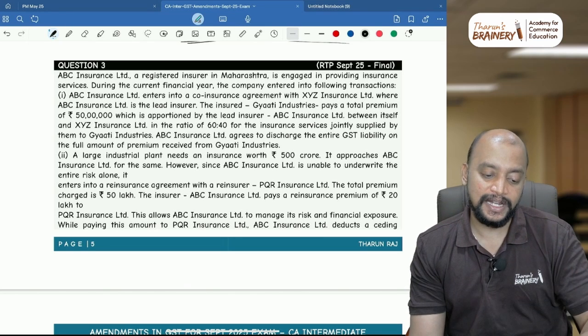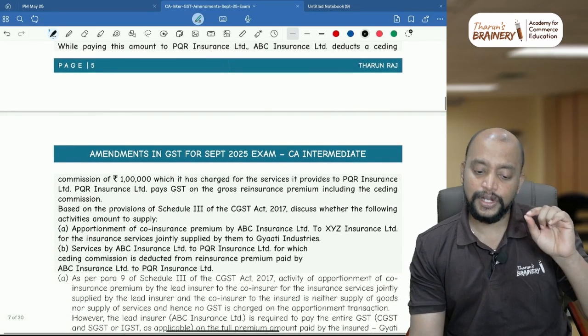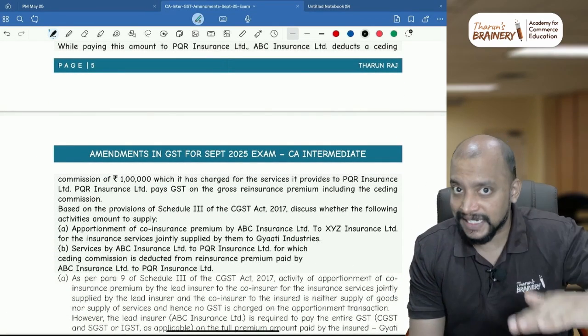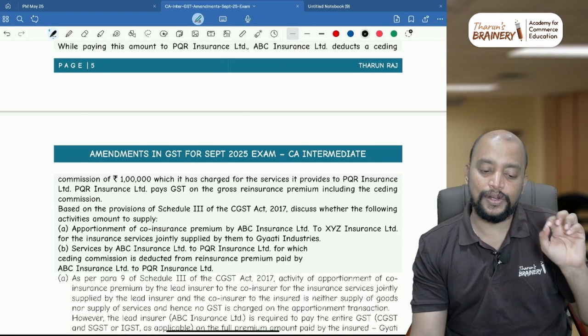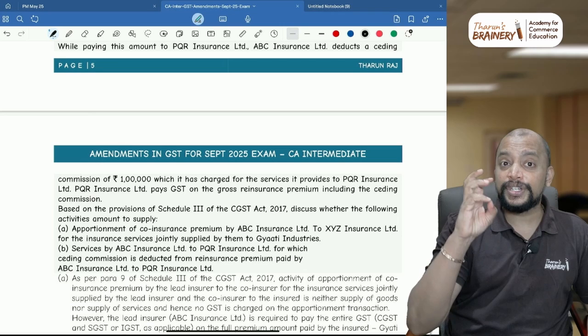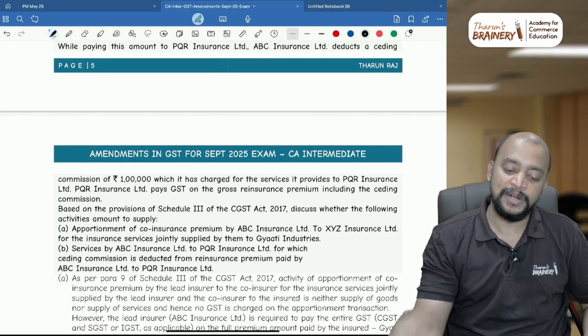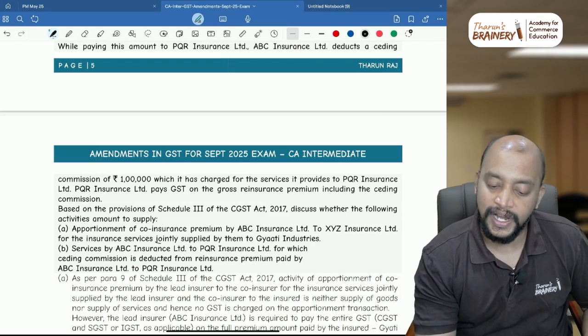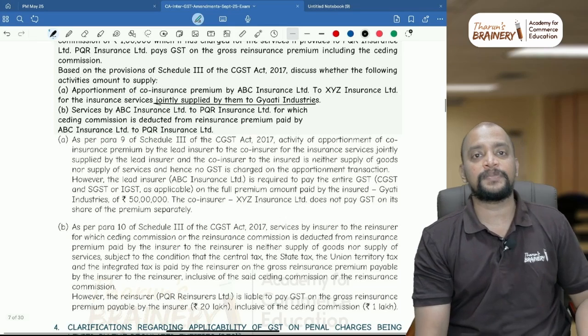So that is the first part. The second part also they have given. Based on the provisions of Schedule 3 of the CGST Act, discuss whether the following activities amount to supply. Apportionment of co-insurance premium by ABC Insurance to XYZ Insurance Limited for the services jointly supplied by them to Gyathi Industries. No, it is excluded from supply.